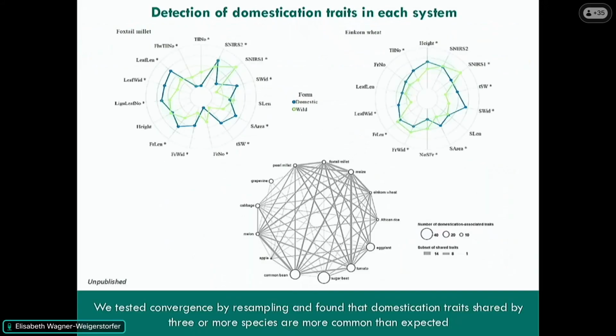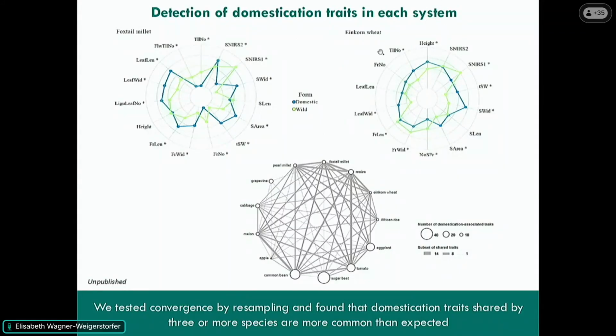So after we did this, we performed a detection of domestication-related traits in each system. So let's take, for example, foxtail millet here. We measured all these traits. For all these traits, we determined the mean and the variance for the domestic form in blue and the wild form in green. And then we ran some statistical tests to see whether for each of these traits, there was a significant difference between the domestic and the wild forms. And when there is a little star here, it means that this trait was indeed significantly different between the wild and the domestic forms. So we did the same for einkorn, for all our species.